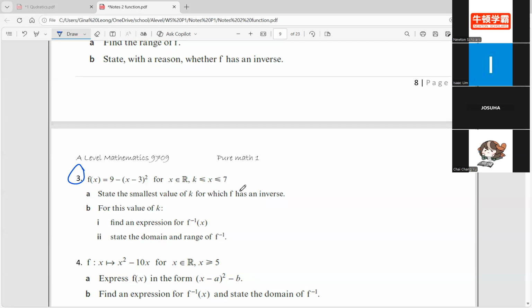Let me check. Smallest value is 3, right? Okay, so this one, okay. Then your inverse.